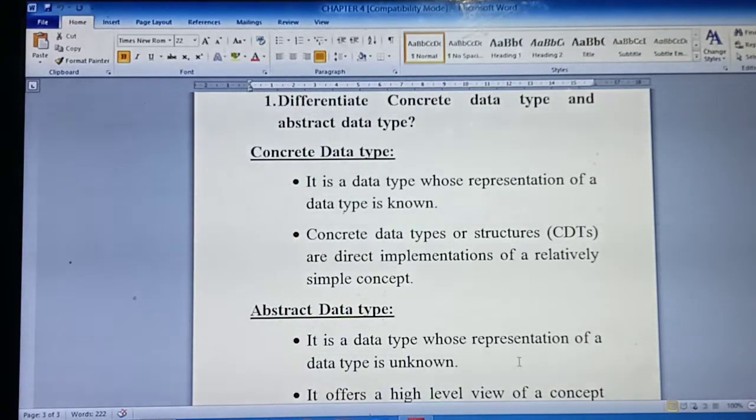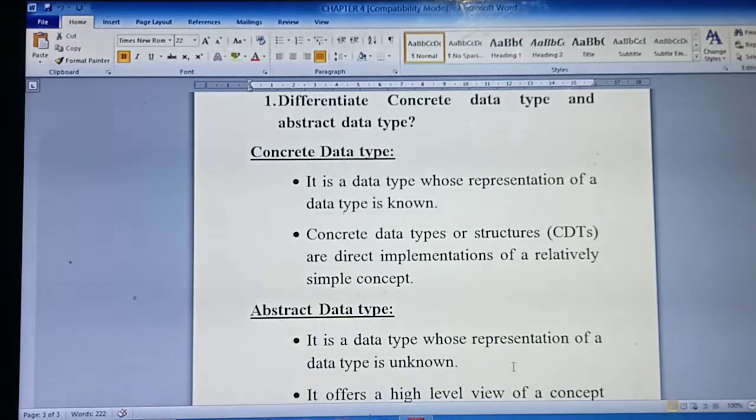Differentiate concrete data type and abstract data type. Write fast. This is second chapter, first 3-mark question. So differentiate concrete data type and abstract data type.